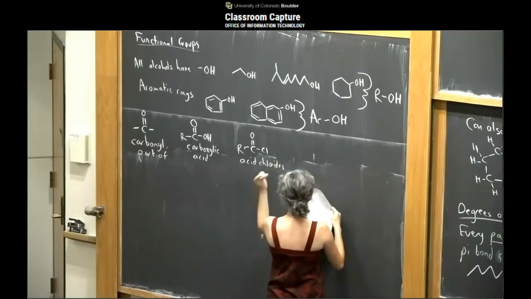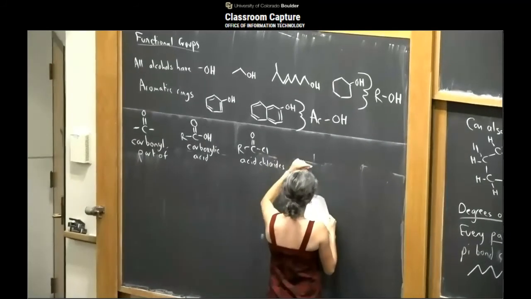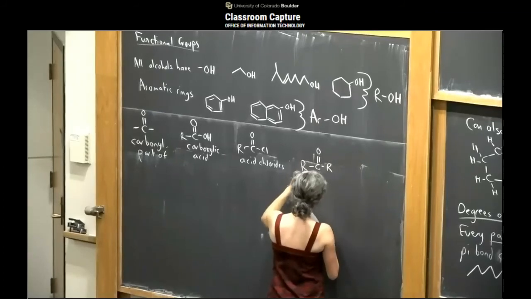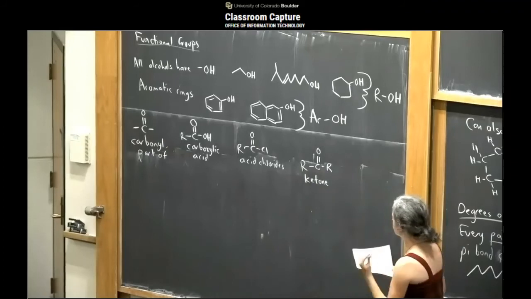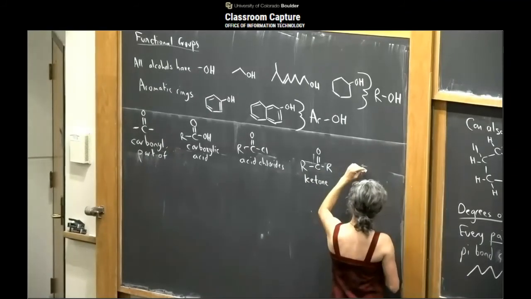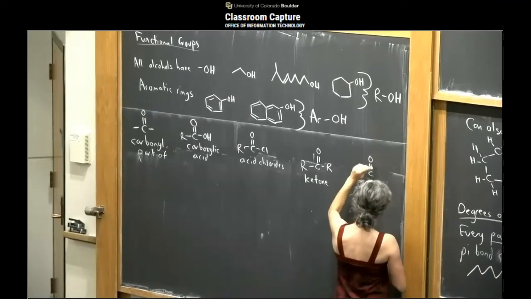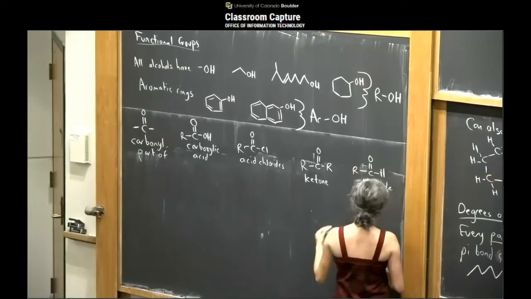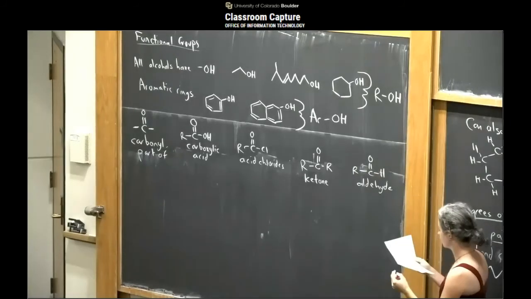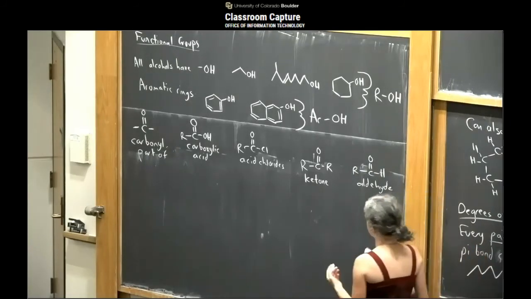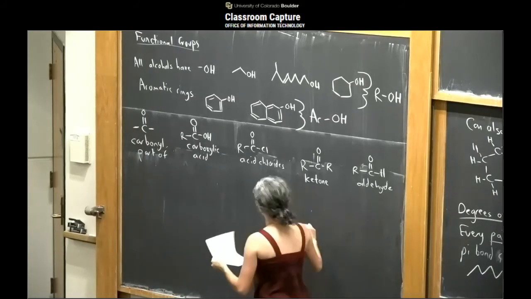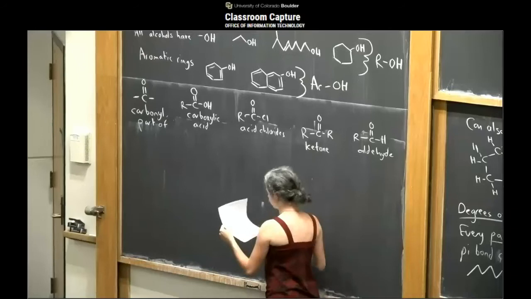There's a few more on this list. I'm going to skip ahead a little bit, but this one where it's just got an R group on either side of the carbonyl is a ketone. This one is an aldehyde, where it's got an R on one side and an H on the other. Okay, so carbonyls are going to show up in a bunch of stuff. And then we are going to see some other functional groups as well.